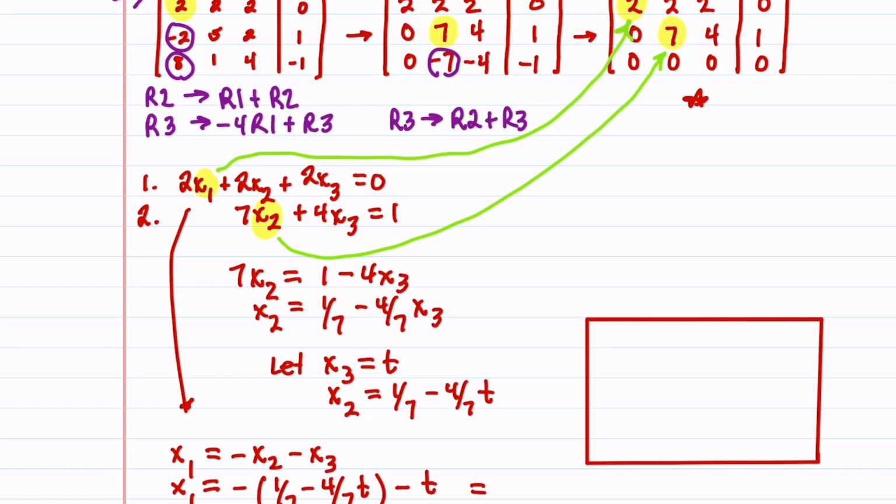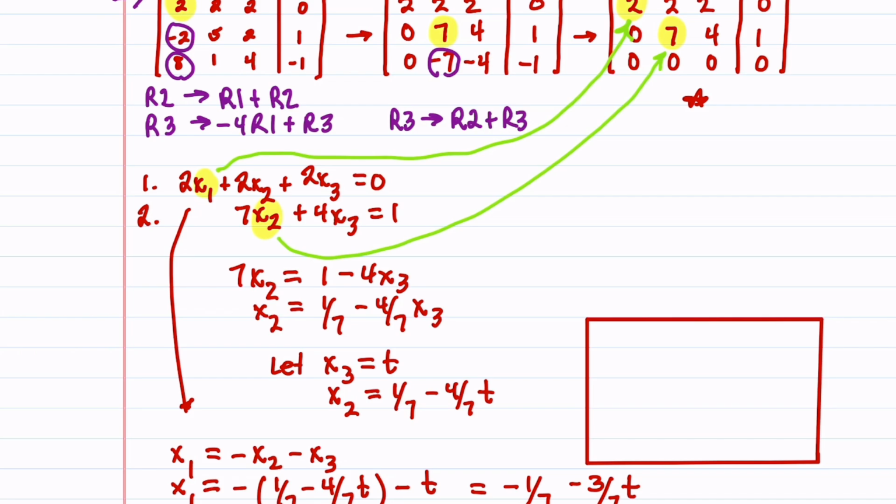And then we need to do a little algebra to get that all combined. So we have minus 1/7, and then we have a 4/7 minus 1. So that's 4/7 minus 7/7, which gives us a minus 3/7 t.